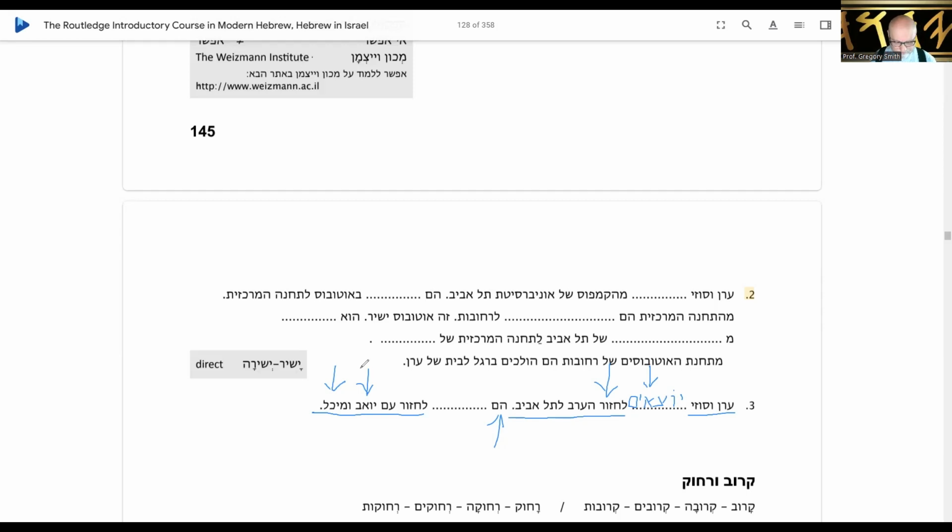הם יוצאים לעצור עם יואב ומיכל. Wait a minute. This Yotzim is they go out to stop. Wait a minute here. Em Yotzim.